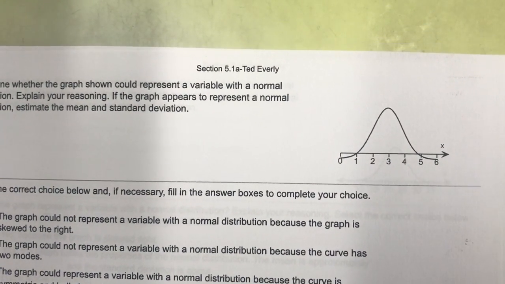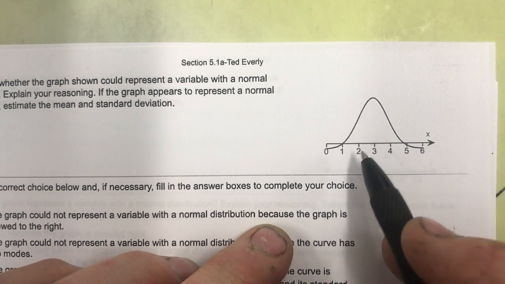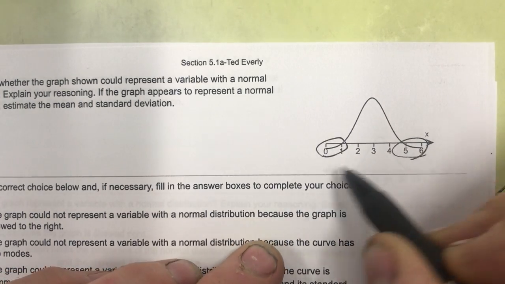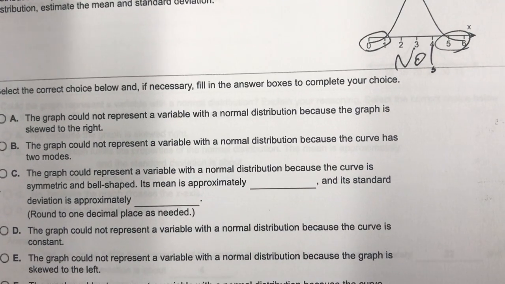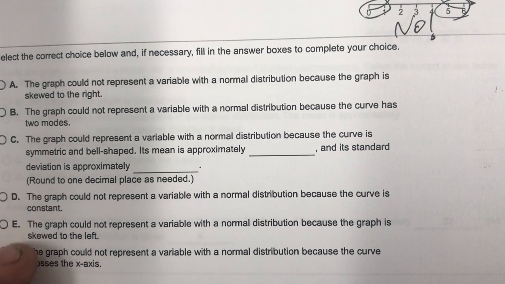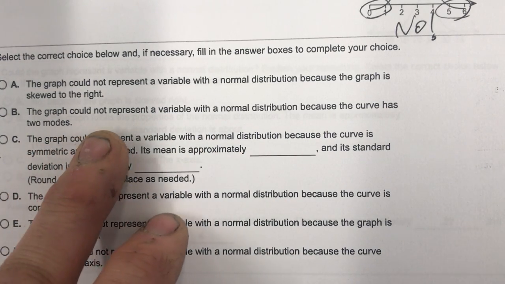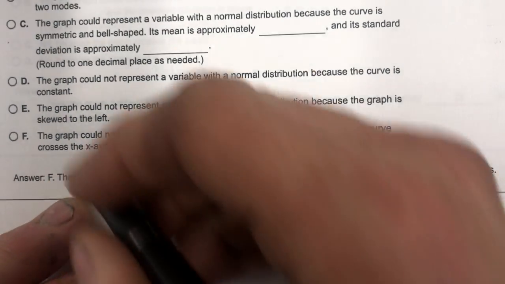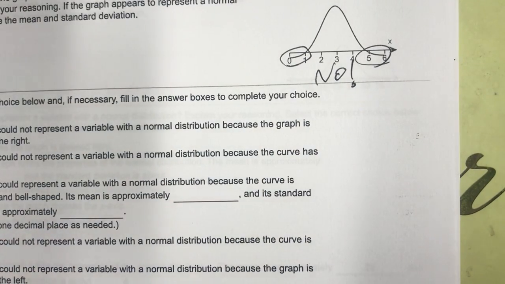What about this one? Would this be a normal distribution? And on this one, this is a flat no. Now it does have a good symmetry to it, but the thing about it, see how it crosses the axis? We can't do this, it's a no. It cannot cross the axis. So looking at my answers here, could not represent, the graph is skewed to the right. Curve has 2 modes. Could not represent, curve is constant. Right here, it crosses the x-axis. See, we can't cross the x-axis, so that's a big no.